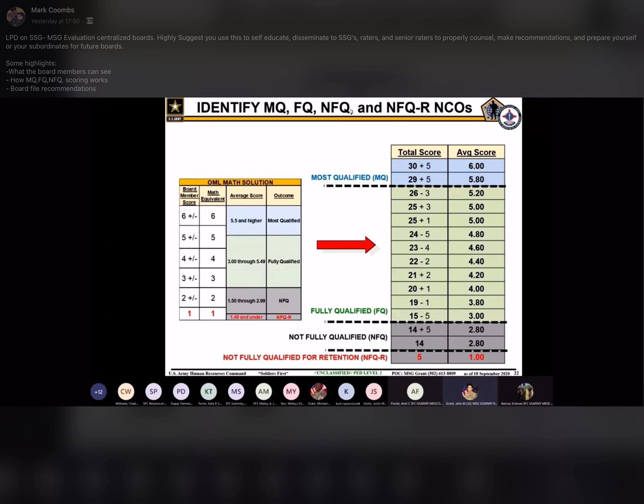Now, the majority of the list was fully qualified. That just means that their average score was anywhere from a 3 through a 5.49. And of course, we did have a few that were not fully qualified, and we had some that were not fully qualified for retention. That's also based on the average score. So total score drives where you fall on the OML, who's number 1, who's number 2, who's number 3. Average score drives if you're most qualified, fully qualified, not fully qualified, or not fully qualified for retention.